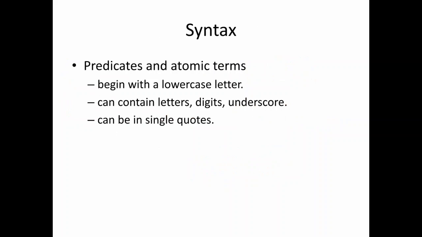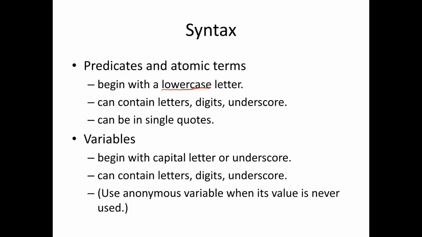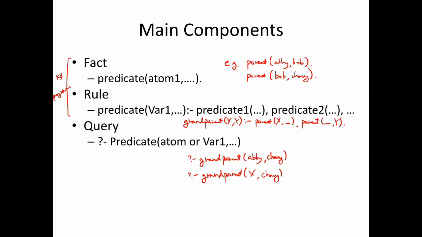When it comes to the syntax, predicates and atomic terms start with a lowercase letter, and variables start with a capital letter or underscore. And you want to use what's called an anonymous variable when the value is never used. So if you look at the example we've been looking at, these are atomic terms. And these are variables. And these are anonymous variables.